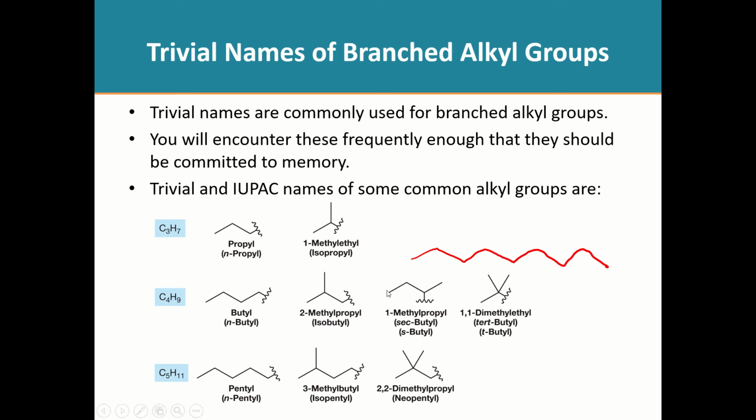But if it comes off looking like this, it's a sec-butyl. And if it comes off like this, it's a tert-butyl. I typically draw tert-butyls like this, just for quick and easy. It just looks like a cross. That's a tert-butyl. There's 4 carbons right there. And then with the 5 carbon group, we have an isopentyl and a neopentyl.